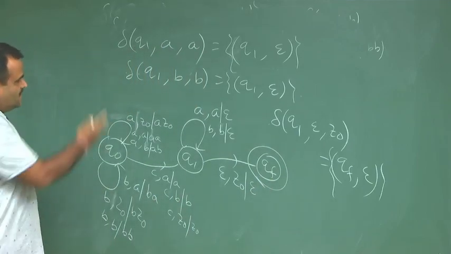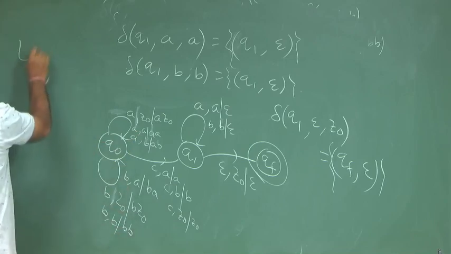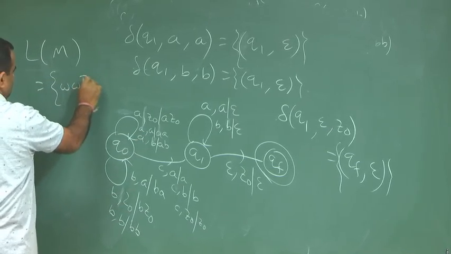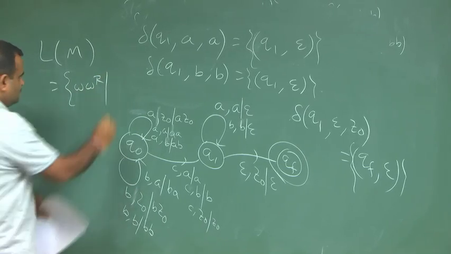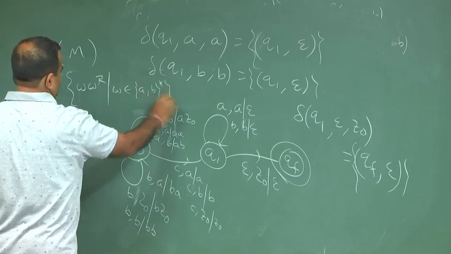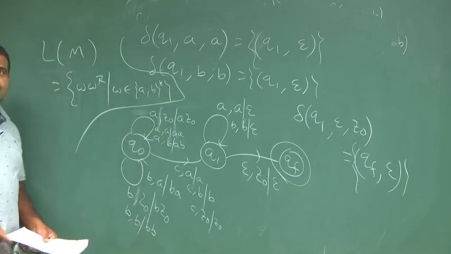So this is one example of a deterministic PDA. Which language is it accepting? It is accepting by final state, it is accepting W W reverse, all the palindromes, where W belongs to (A B) star. This one can easily verify. Okay. Thank you.